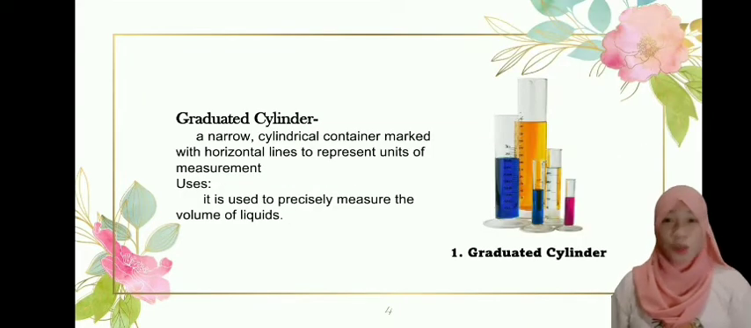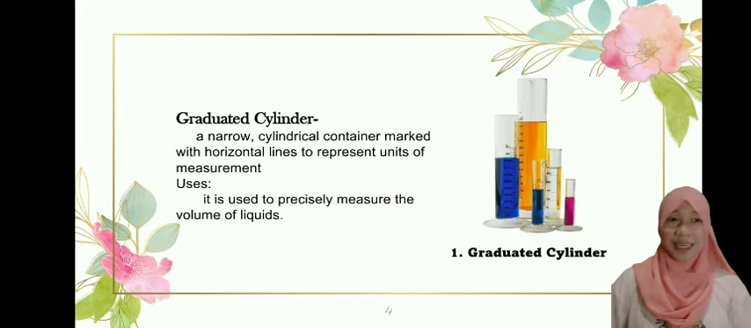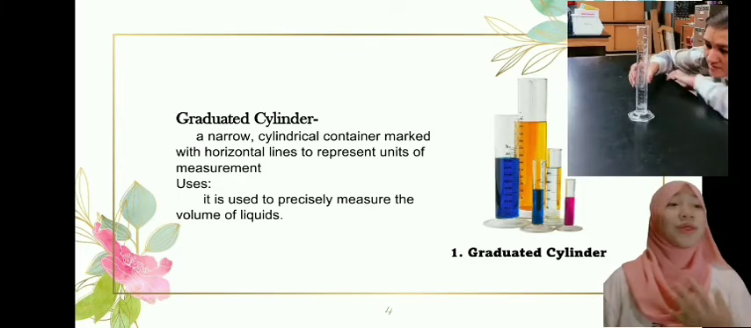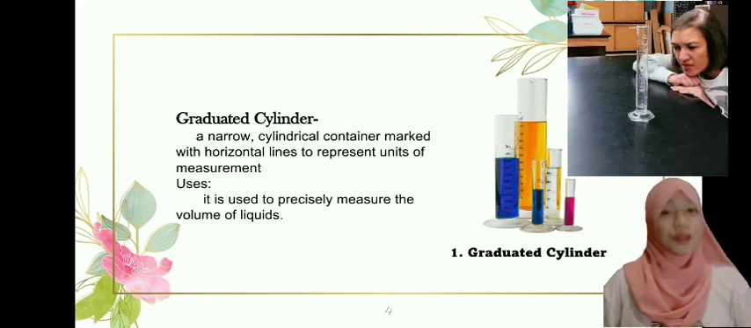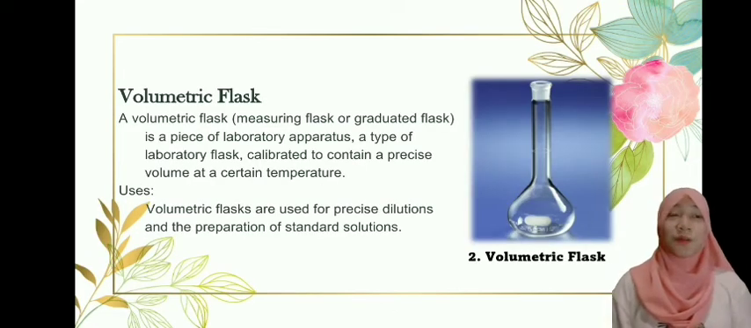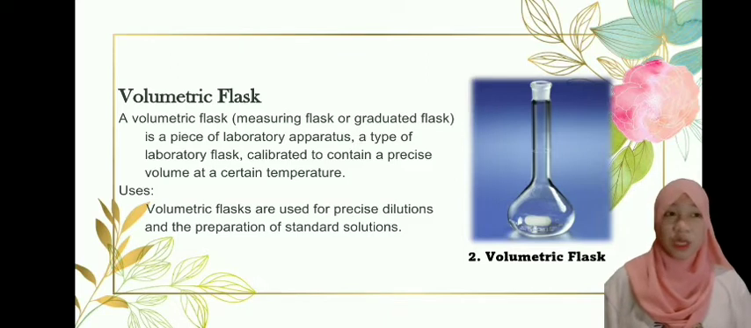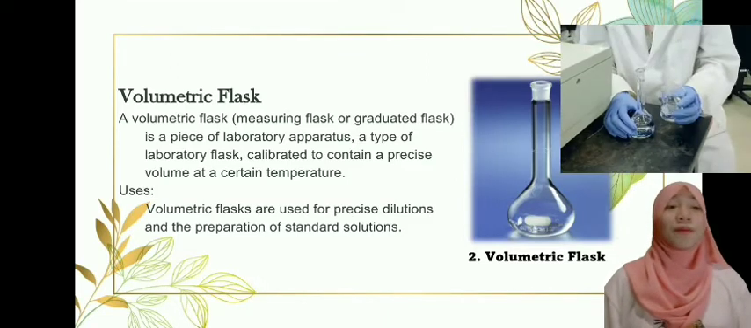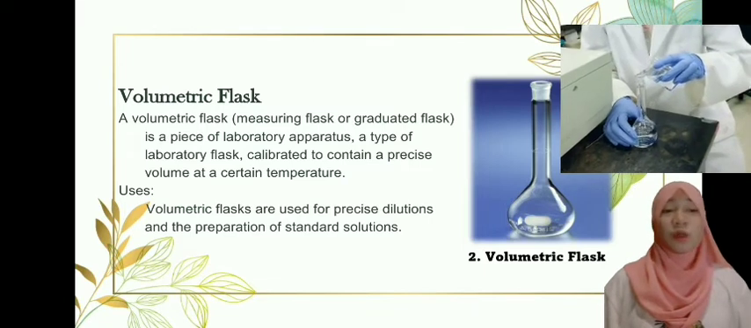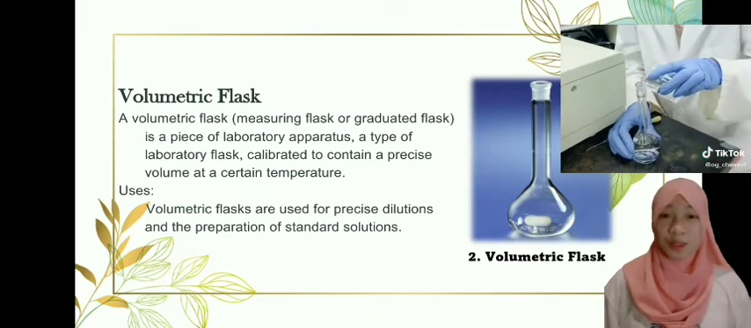And the third one is to have a clear and understandable presentation. The laboratory tool that we will talk about is the graduated cylinder. A narrow cylindrical container marked with horizontal lines to represent units of measurement. It is used to precisely measure the volume of liquid. The second one is the volumetric flask. A volumetric flask, or measuring flask, or graduated flask, is a piece of laboratory apparatus, a type of laboratory flask calibrated to contain a precise volume at a certain temperature. Volumetric flasks are used for precise dilutions and the preparation of standard solutions.